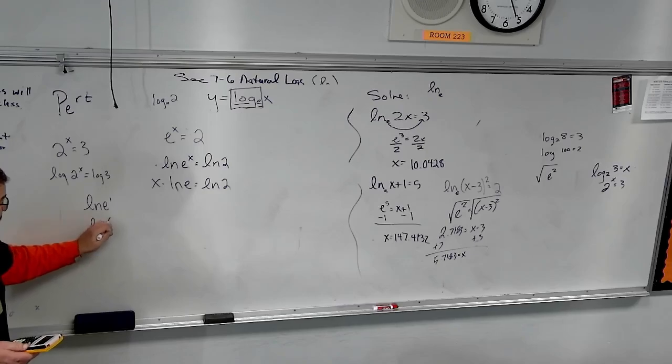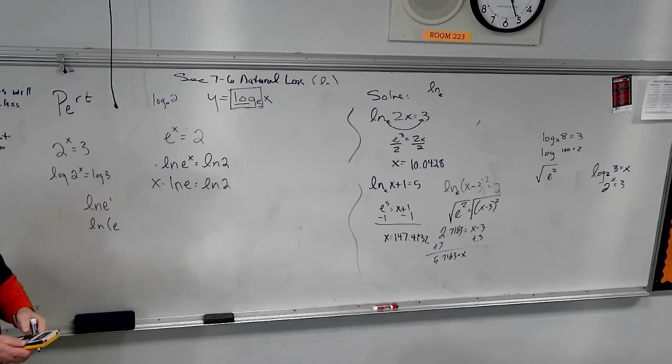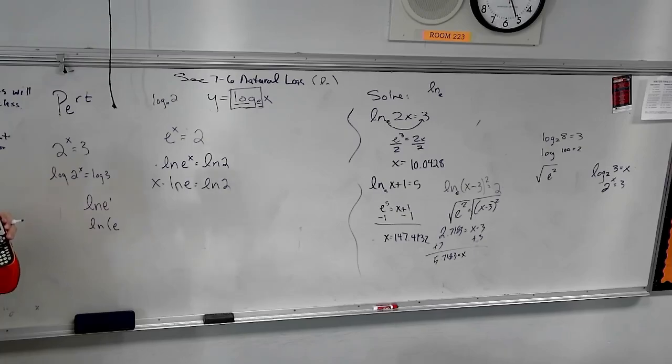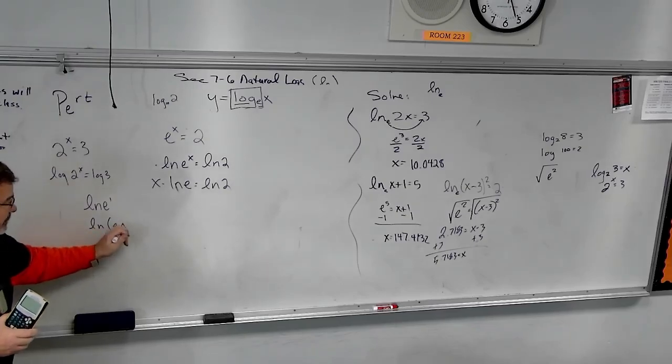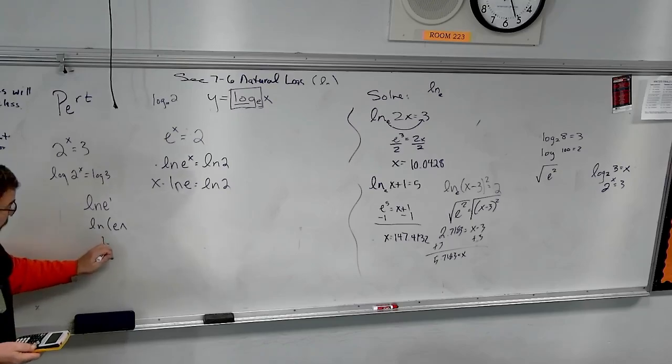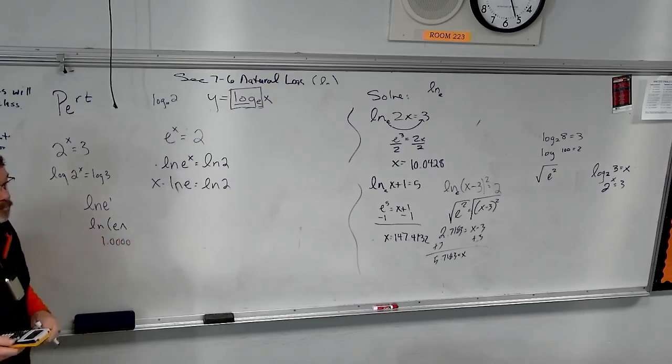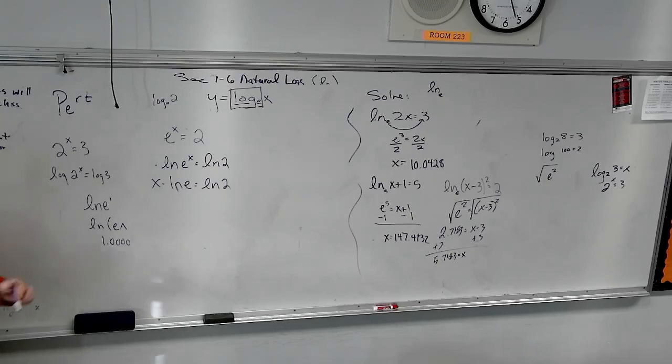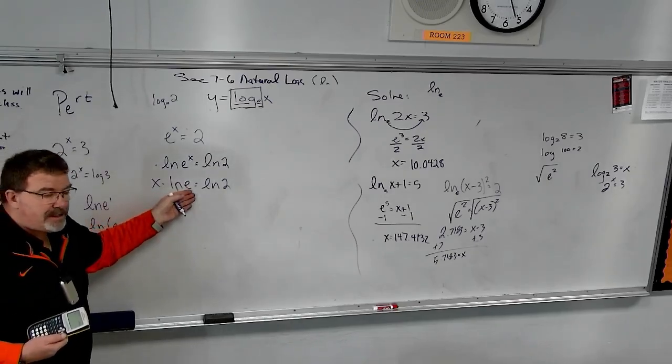My calculator immediately adds a parenthesis, right? So I go second e. Mine moves the exponent to the top. You might have a caret symbol, whatever your calculator does, just type in 1 in parentheses. And my answer is 1.000. So what is the natural log of e always going to be?